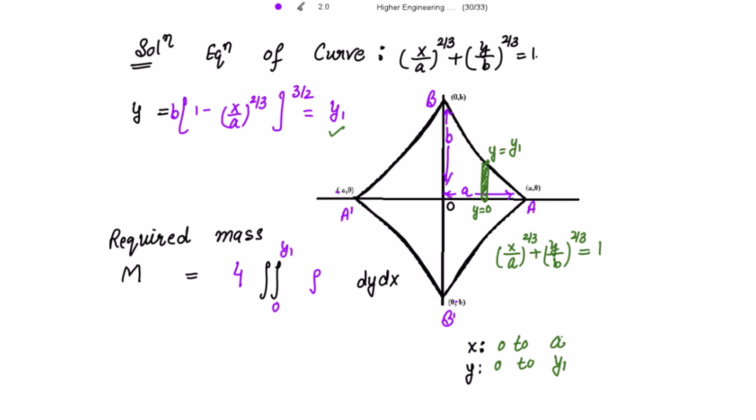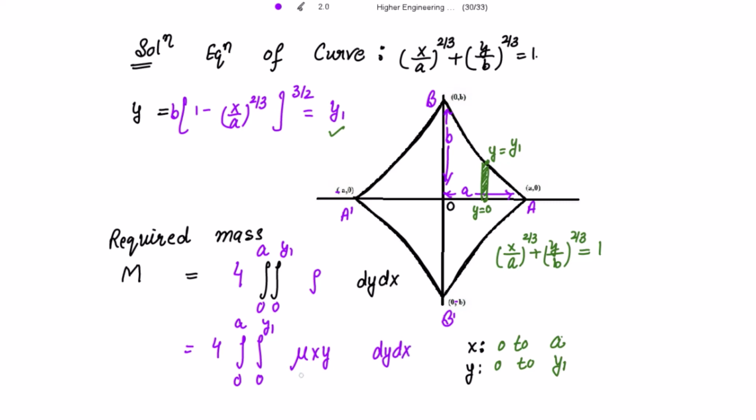Just for ease, I have written this as y1. And the limits of x are from 0 to a. So this is 4 times the integral from 0 to a, and then 0 to y1. What is the value of density? It is given to be mu x y. So writing mu x y here, and then dy dx.